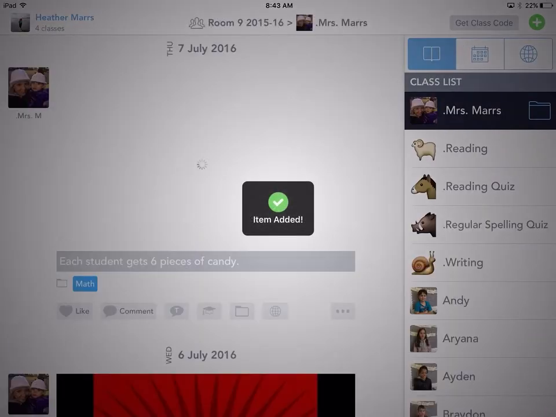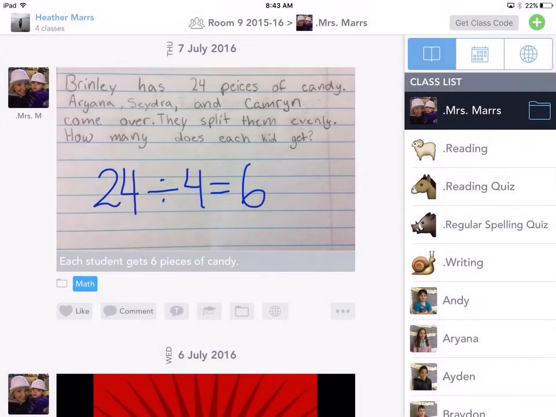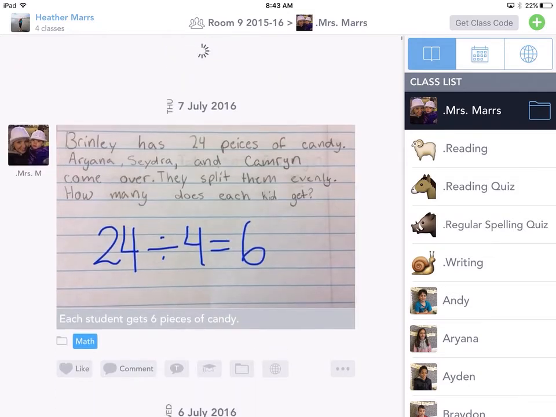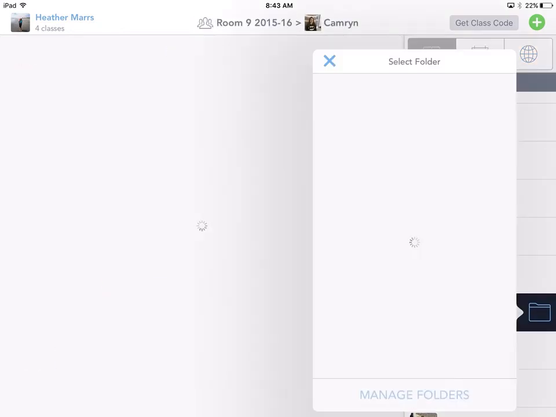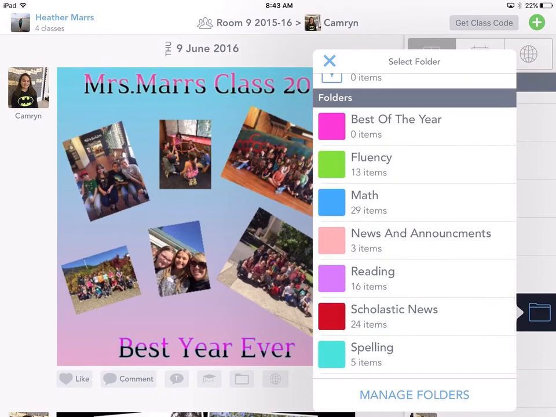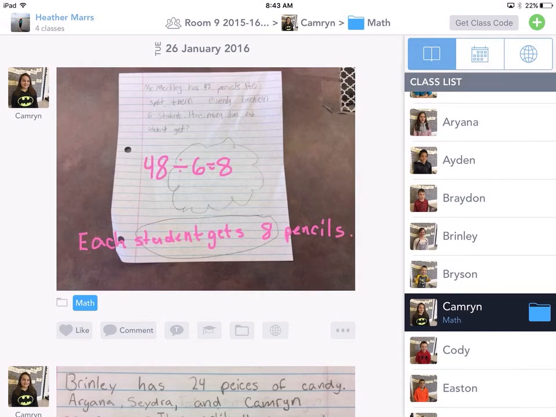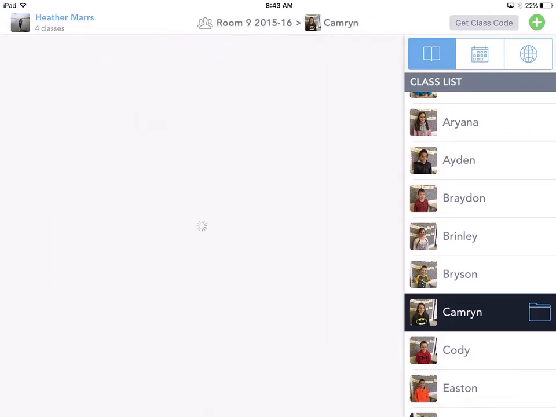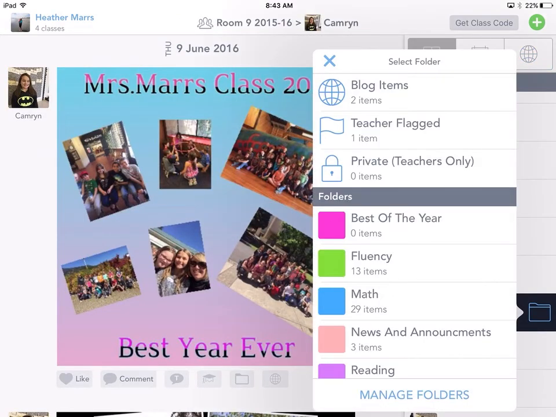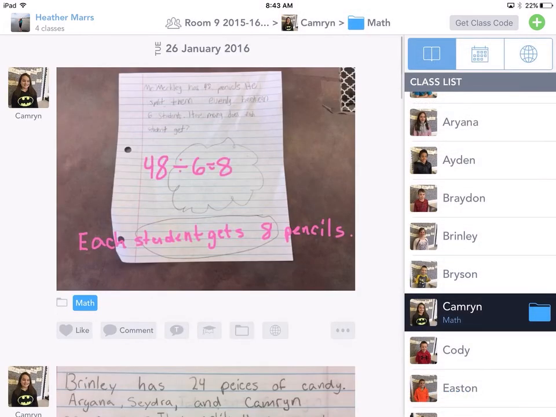So when I'm checking students' work, I expect to see their own blank math problem that they wrote, and then 3 others that they answered. So let's go back to Cameron's math. So I made folders, and one of the folders is math. So I can easily find my students' math work or reading work or fluency work by clicking on their portfolio and then clicking on the math folder. So it organizes their work for me.